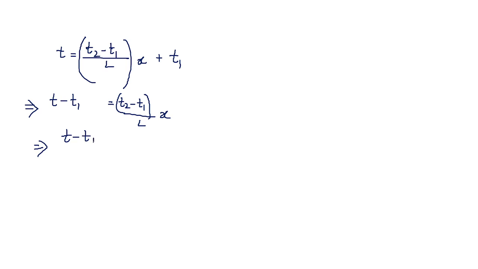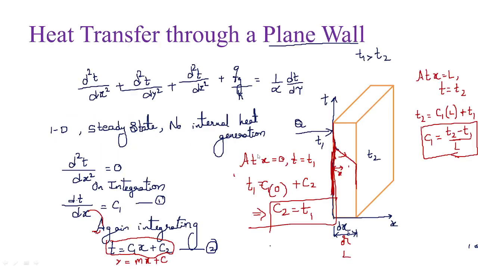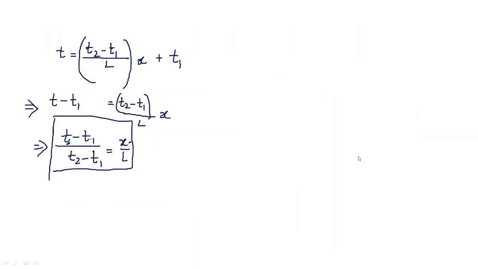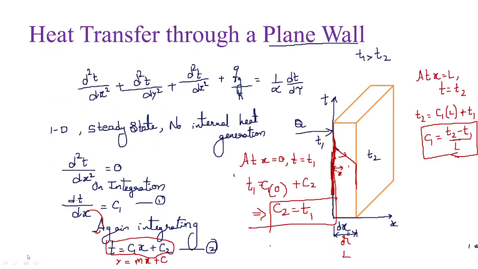Can I write like this? T minus T1 by T2 minus T1 is equal to x by L. This is what we have got here. Now, if I want to determine the temperature T at some distance x, if I know the outer layer temperatures, that means this side of the wall temperature, the other side of the wall temperature and thickness, it's very easy to determine.